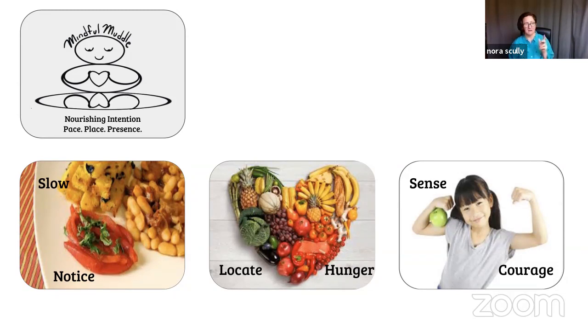They responded strongly to slow and notice. They had a lot to say and they connected very well to slow and notice. Locate hunger: some people addressed their bodies, but other people addressed thinking about locating hunger out in the world. So we did find that these cards did elicit a response from people. Sense and courage was a little bit harder for people to really see how it fit, and they really muddled through.